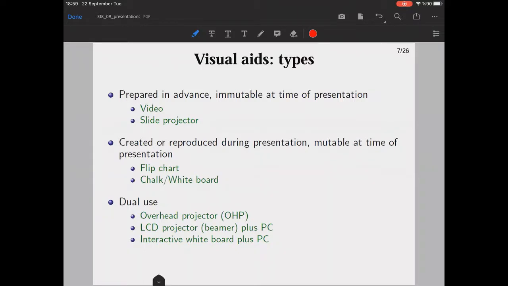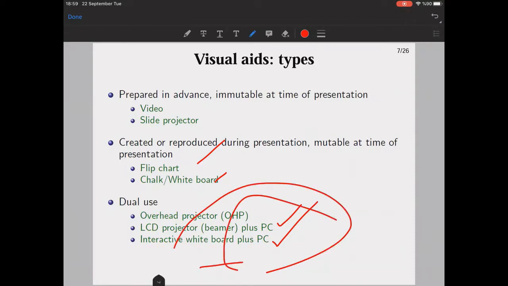Some of them are created or reproduced during the presentation, and they can be changed or updated at the time of presentation, like flip charts or a whiteboard. You can use the board. And some of them are for dual use, like an overhead projector, LCD projector plus computer, or interactive whiteboard plus PC. I think the medium I'm using may be called somewhat interactive.